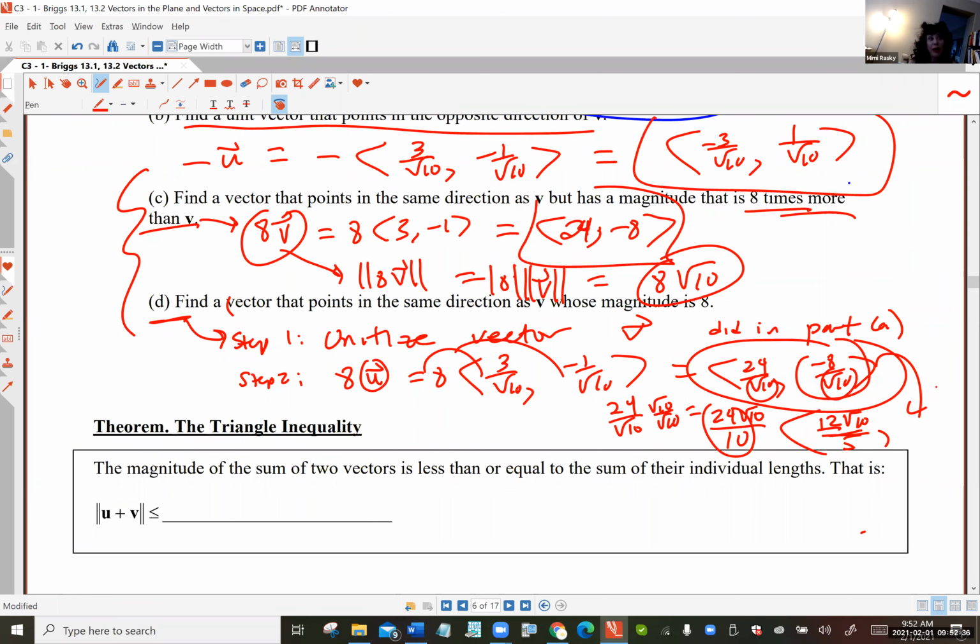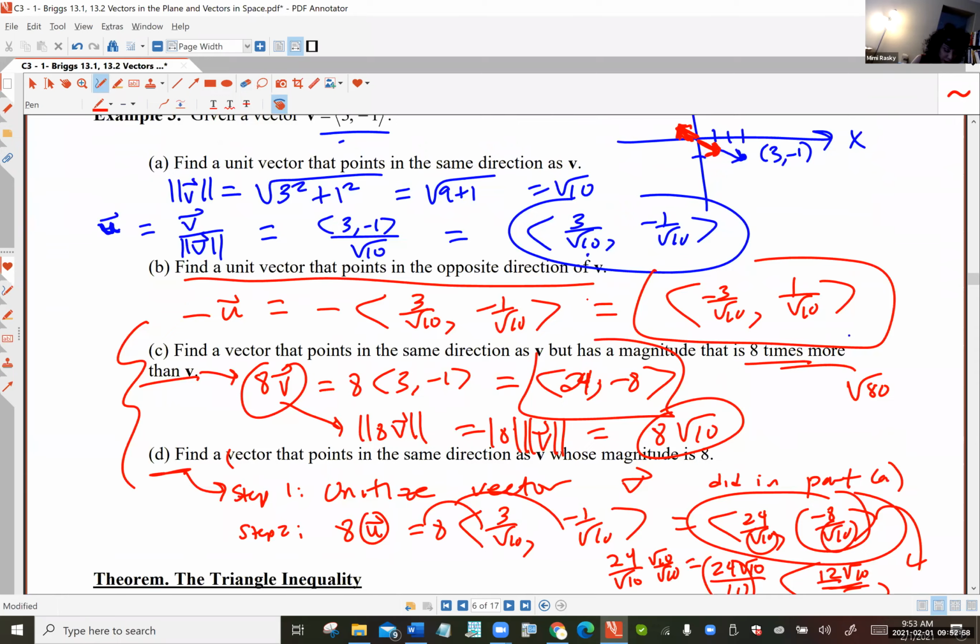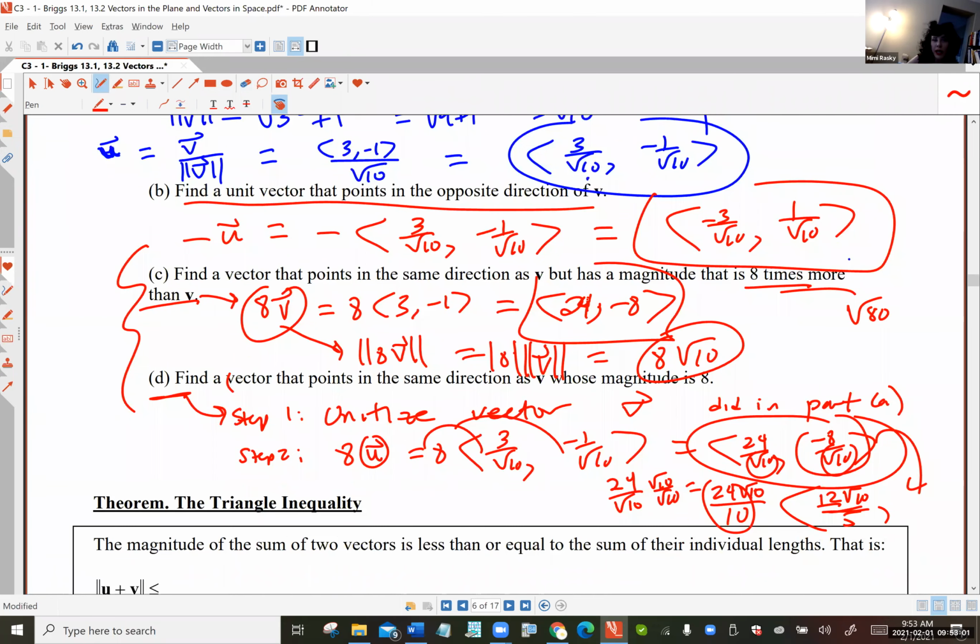The only time I would care, or to simplify, is if your square root of 10 needed itself to get simplified. Like, let's say one of our magnitudes was square root of 80. I'd want you to clean that up a little bit, okay? Because I like all my radicals to be simplified, okay? So that's kind of essentially where I'm going with this. And what we'll do next time is we'll start with the triangle inequality.